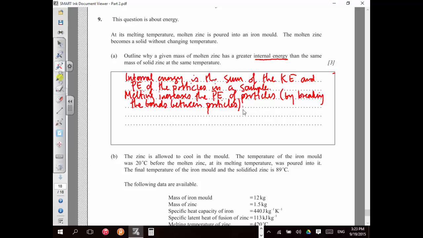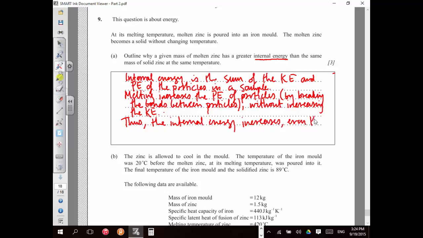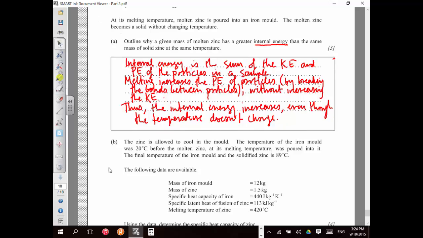And melting increases the potential energy of particles without increasing the kinetic energy of them. Maybe we can say then, thus, the internal energy increases even though the temperature doesn't change. And that's because the temperature depends on the average kinetic energy of the particles. Okay, I think we've done enough to get 3 marks there.